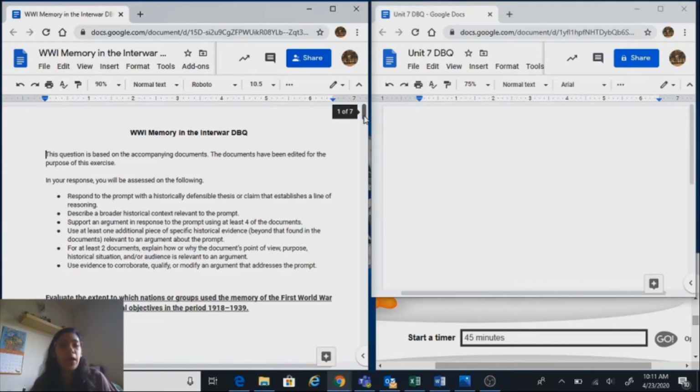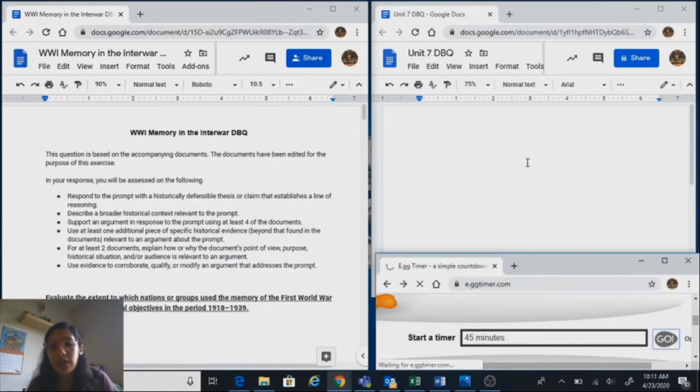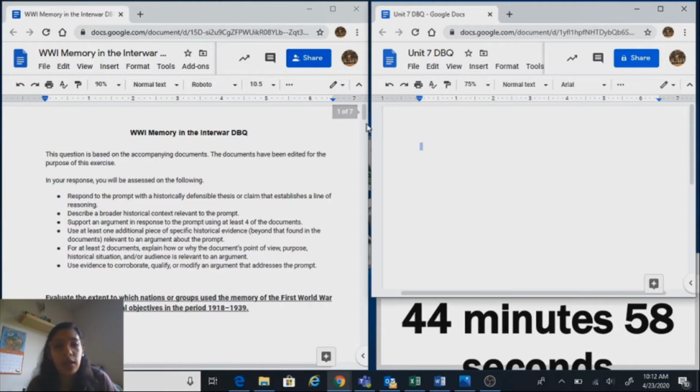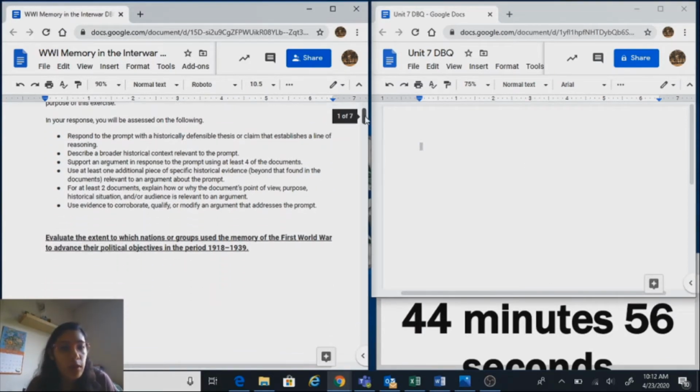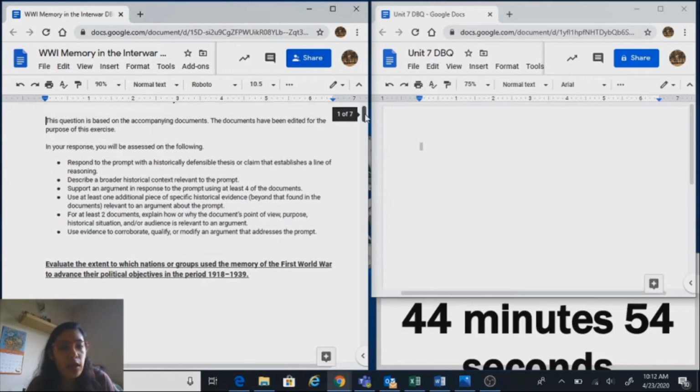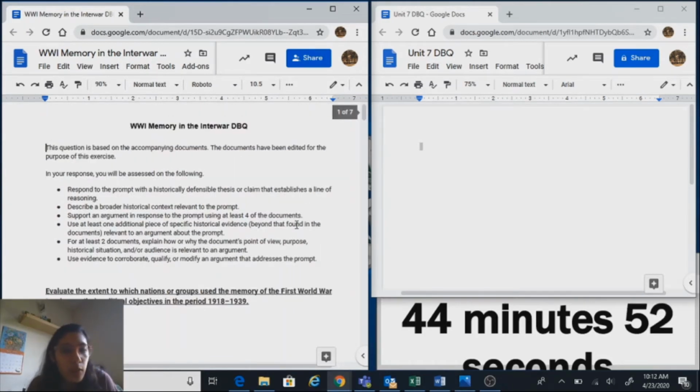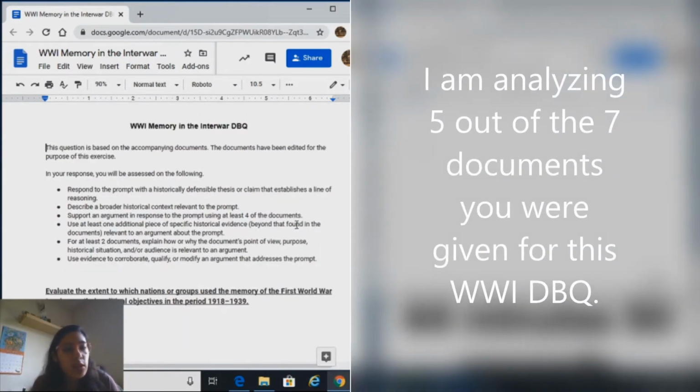And this DBQ has 7 documents. The DBQ that you're going to get is going to have 5. Okay, so we're starting. Exciting. The DBQ that you're going to get is usually going to have 5 documents, but I'm going to go ahead and analyze only like 5 documents. So I'm really just using 5.